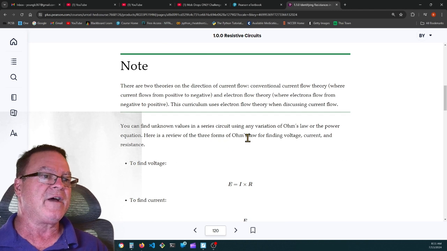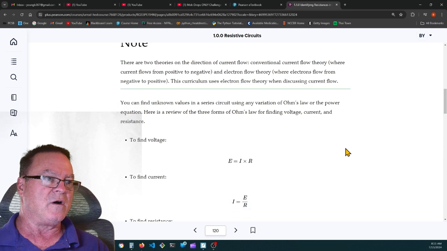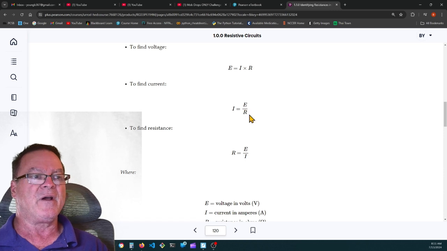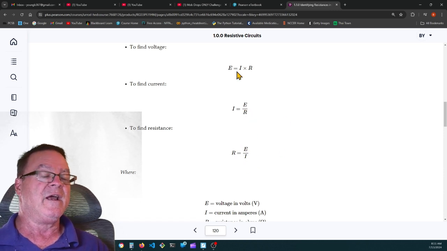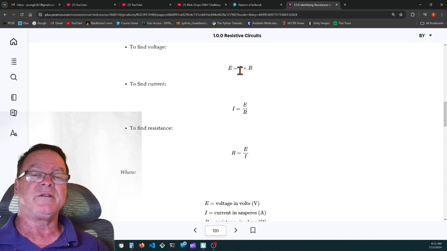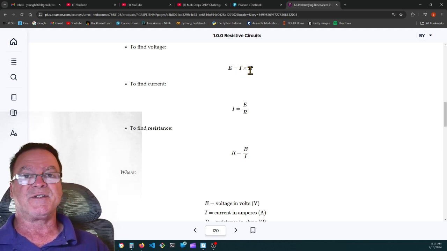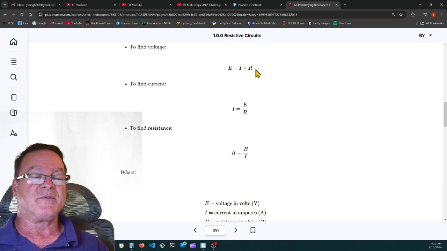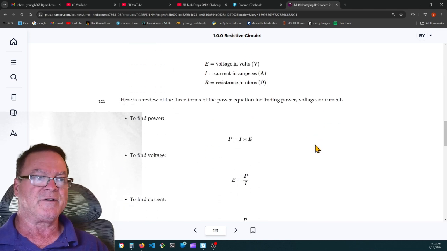It says you can find unknown values in a series circuit using any variation of Ohm's law or the power equations. Here's a review of the 3 forms of Ohm's law. So they've got E equals I times R, I equals E divided by R, and R equals E divided by I. And as a review, E is the voltage, electromotive force, I is the current, the intensity, and R is the resistance, measured in ohms. So the voltage equals the current times the resistance, the current equals the voltage divided by the resistance, and the resistance equals the voltage divided by the current.